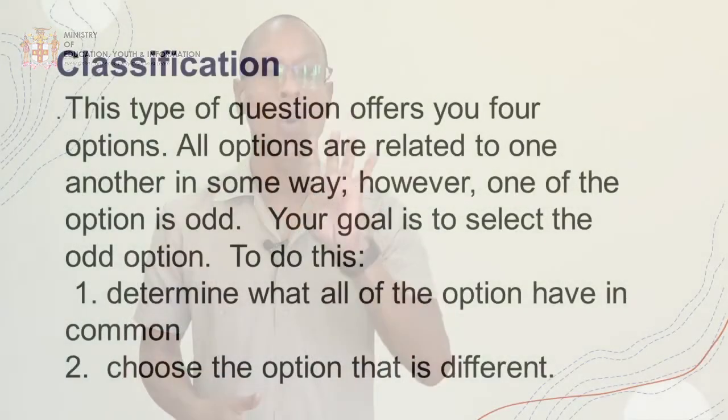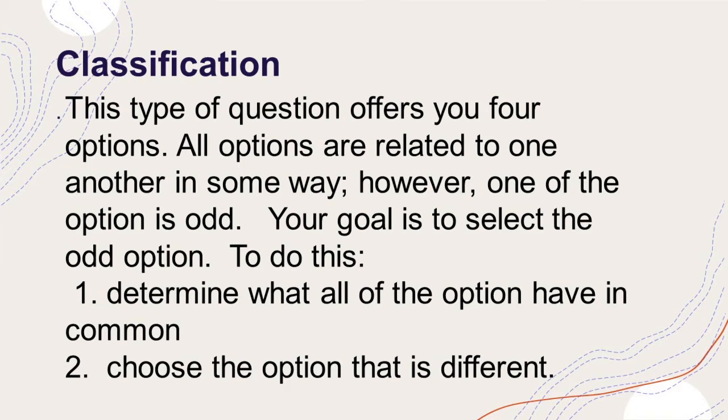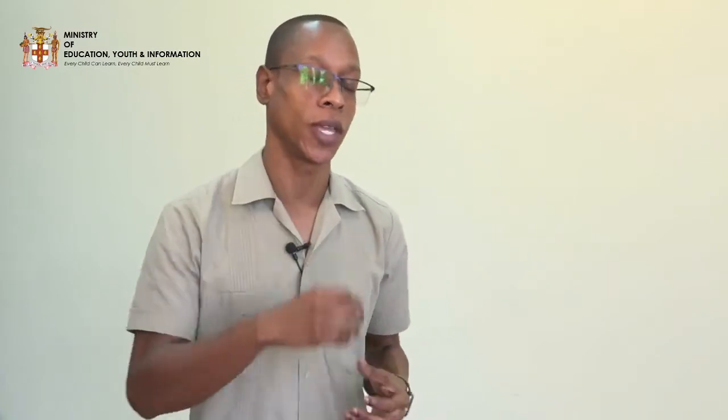So, for classification, this type of question offers you 4 options. All options are related to one another in some way, however, one of the options is odd. Your goal is to select the odd option. To do this, you must first determine what all the options have in common. Once you have done that, choose the option that is different. Now we're looking at classifications. You will have to group objects based on certain characteristics that they have in common. In other words, the objects will be related in some way.